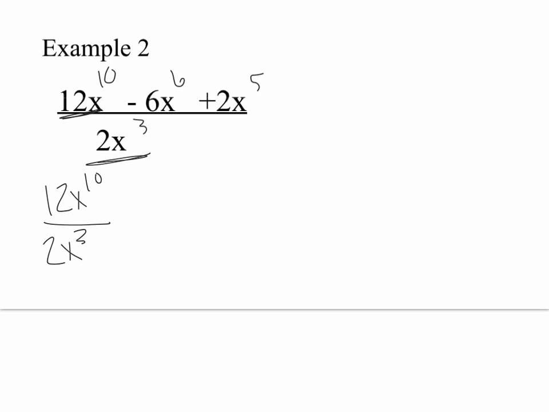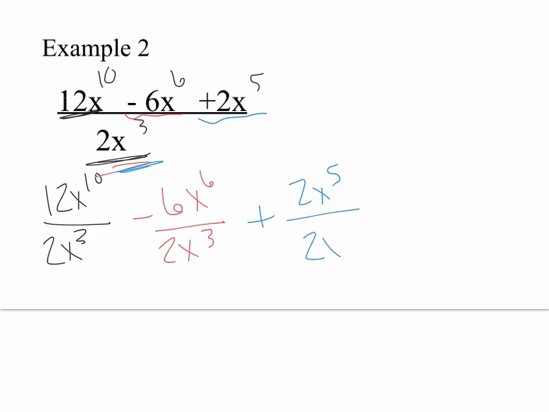Okay, and then we're going to go to the middle term. So negative 6x to the 6th divided by the bottom term, which is 2x cubed. And then our last term, we have plus 2x to the 5th divided by the bottom term again, which is 2x cubed. Okay, so now we're going to divide the coefficients. On the first term, we'd have 12 divided by 2, which is 6. These are both x's, so we can subtract the exponents here. 10 minus 3 is 7, so 6x to the 7th.